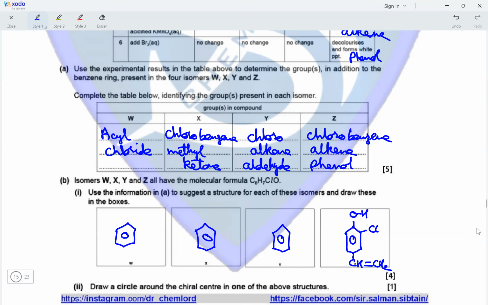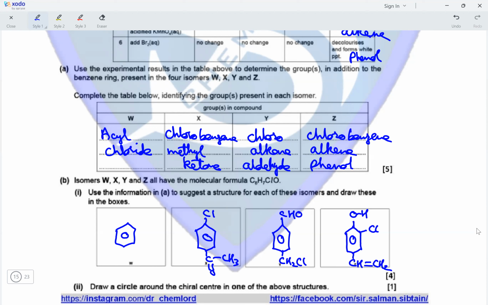Structure X would be chlorobenzene. So we place chlorine on benzene. Then we have a methyl ketone. So a methyl ketone would mean that we have a C double bond O group next to a CH3 group.